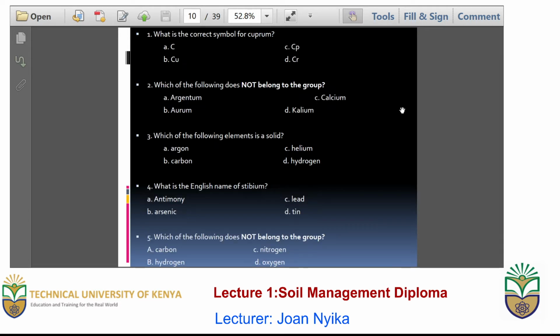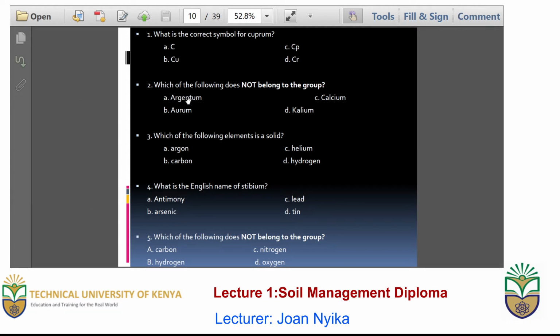they are given. So, I have given you an exercise here: what is the correct symbol for cuprum? Remember, cuprum, as we have seen in the previous tables, is the Latin word for copper. So what you expect is that the first letter, which is C, is supposed to be used. But since C already represents carbon, we go to the next letter, which is U. So we expect that the symbol for cuprum is Cu.